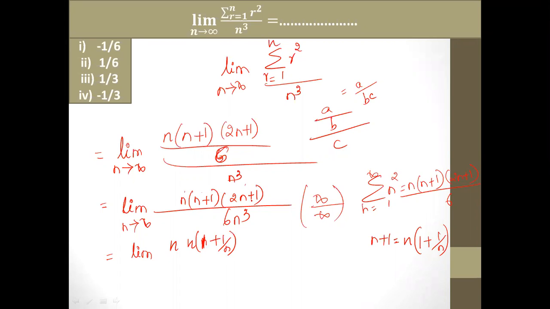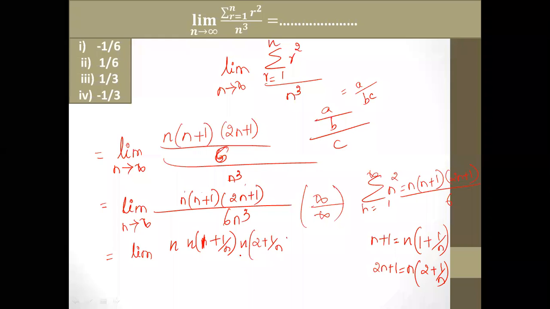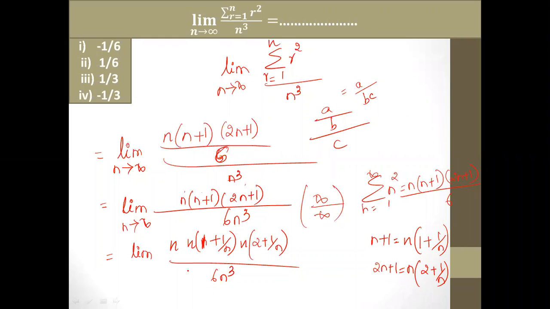Similarly, from the third term also I'll take n common. What is remaining? From the third term, if I take n common, that is n into 2 plus 1 by n. You multiply and see: n into 2 is 2n, plus 1 by n into n is 1. So you are getting it in the form 2 plus 1 by n divided by 6n cube, as n tends to infinity.